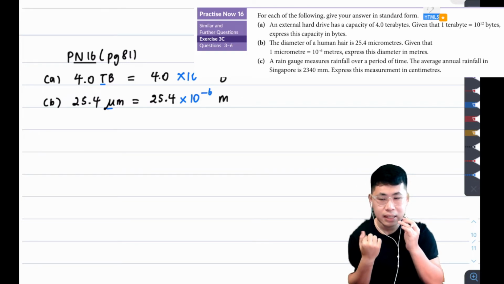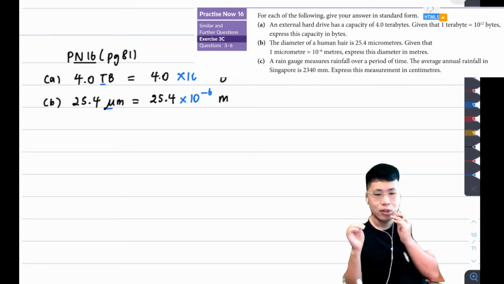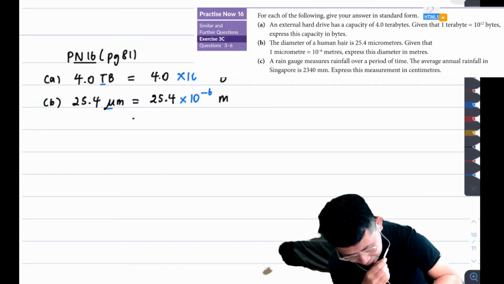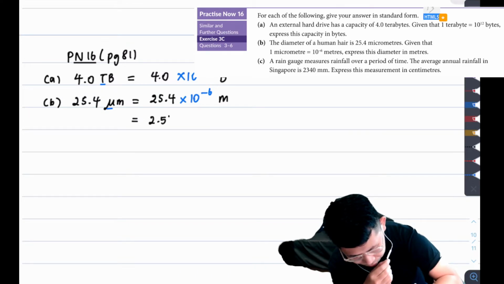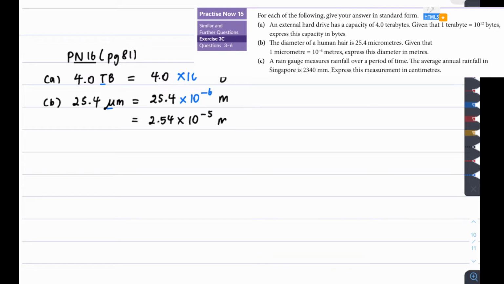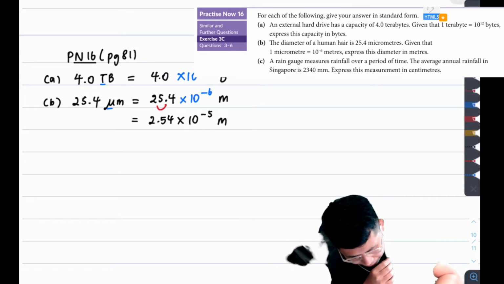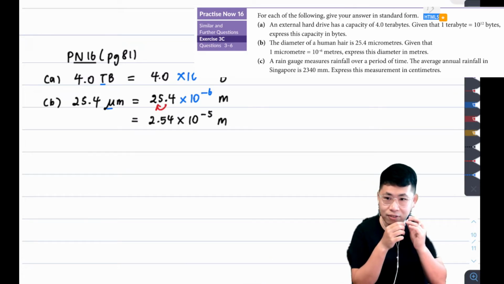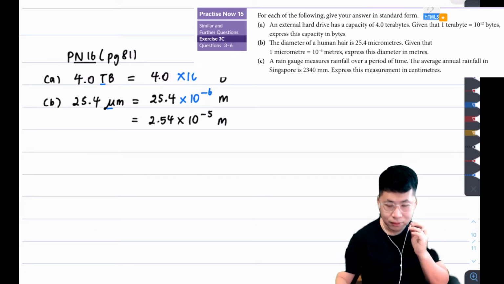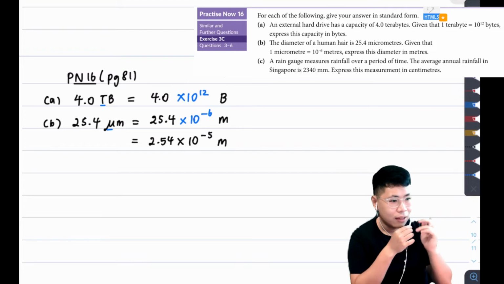Now let's take a look. 25.4, is it in standard form? Not yet, because 25 is more than 10. We want a number less than 10, so I will have 2.54 times 10 to the power of negative 5 meters, because my decimal moved to the left, my power will increase. Like that.